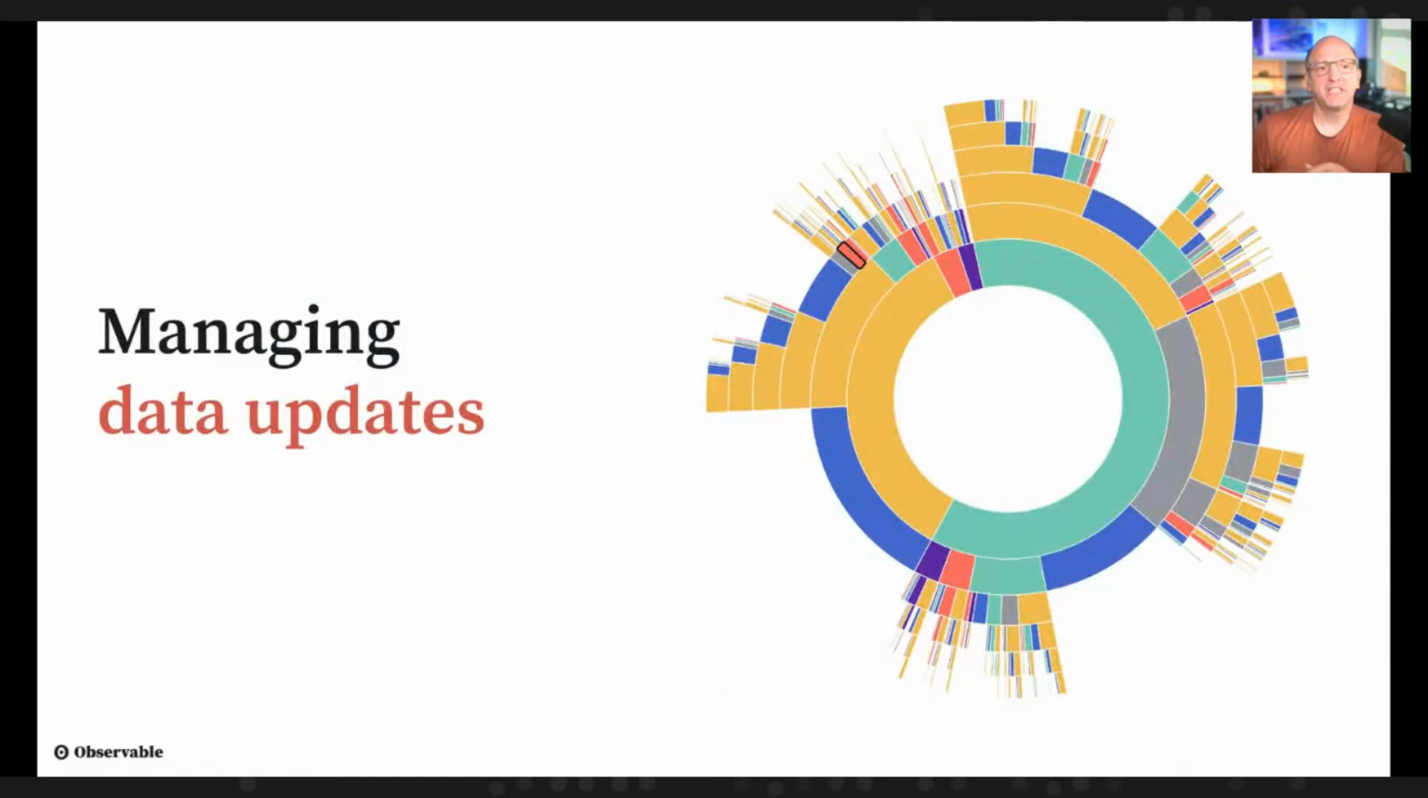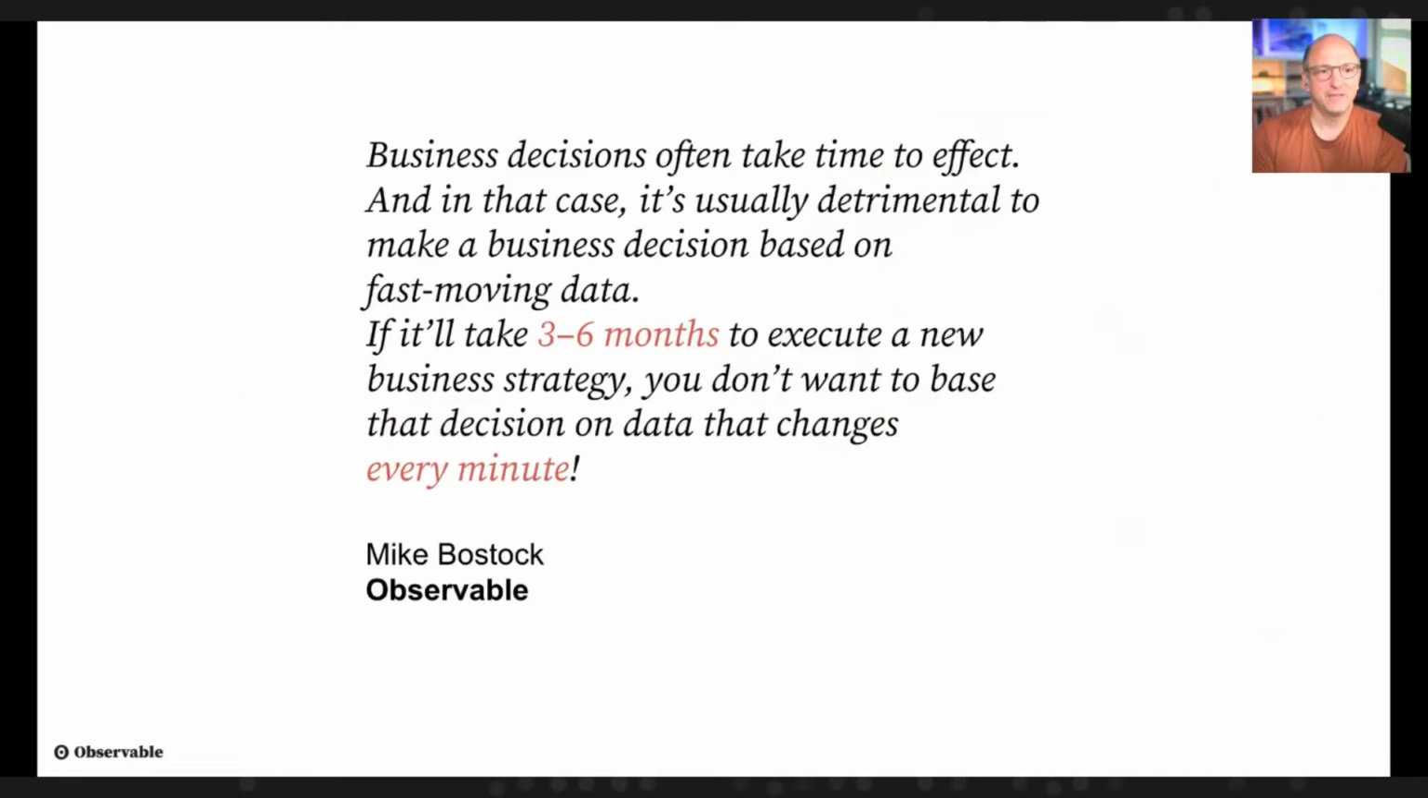My next point is about managing data updates, and there are two different aspects to this. One is the data itself, and the other one is time. I think time is actually really important and something that gets overlooked a fair bit. I have another quote here, from Mike Bostock, the founder of Observable. He says, business decisions often take time to effect. And in that case, it's usually detrimental to make a business decision based on fast-moving data. If it'll take 3 to 6 months to execute a new business strategy, you don't want to base that decision on data that changes every minute.